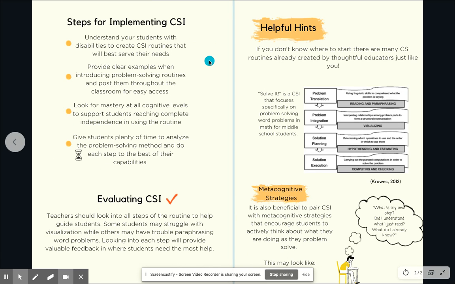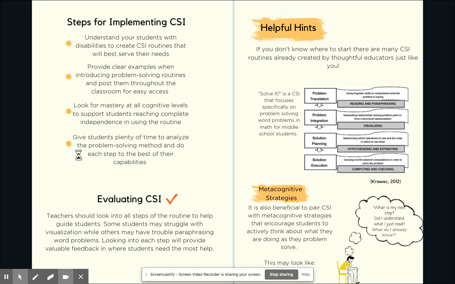So some steps for implementing CSI. Understand your students with disabilities to create CSI routines that will best serve their needs. Like I mentioned earlier, if your student has trouble hypothesizing or planning, really think about what are the routines and strategies that I can teach my students so that not only they develop that cognitive skill, but they're successful in all aspects. Provide clear examples when introducing problem-solving routines and post them throughout the classroom for easy access. So whether that be in bookmarks that students can keep in their binders, whether that be handouts that you provide, or anchor charts across your room.